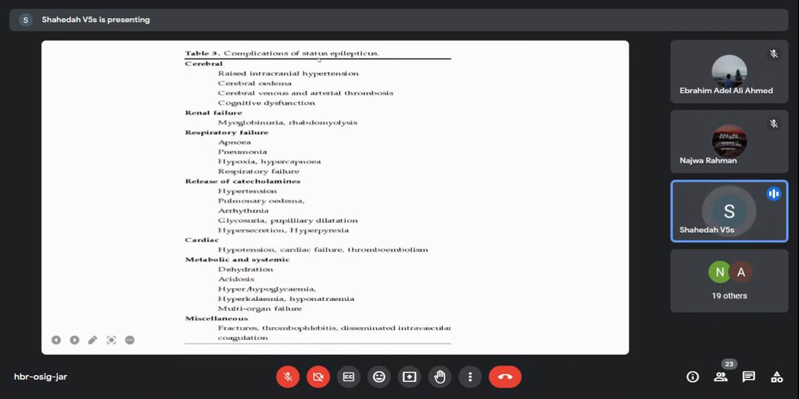So what are the complications of status epilepticus? They are multisystemic complications like raised ICP, severe edema, HIE, myoglobinuria, rhabdomyolysis, respiratory failure, hypertension, and then dehydration, acidosis, and fractures.